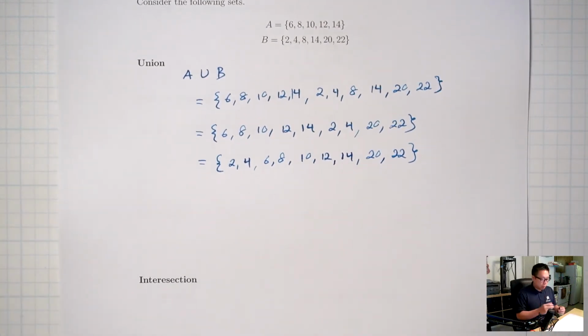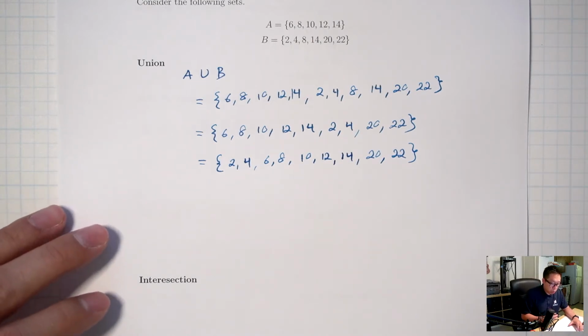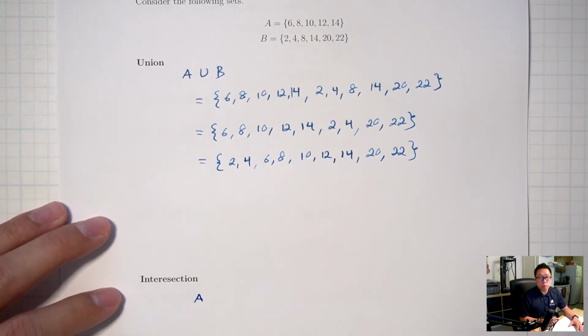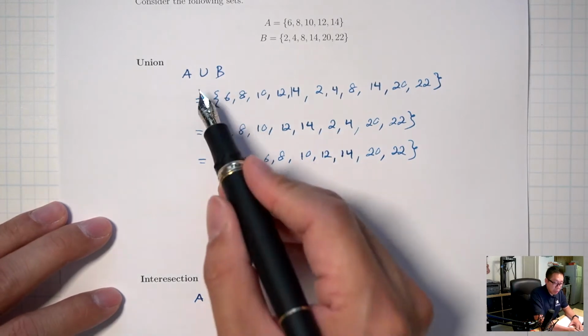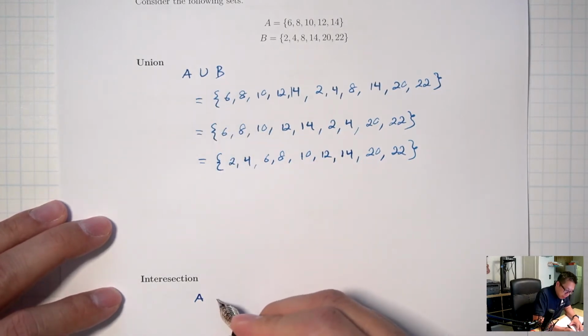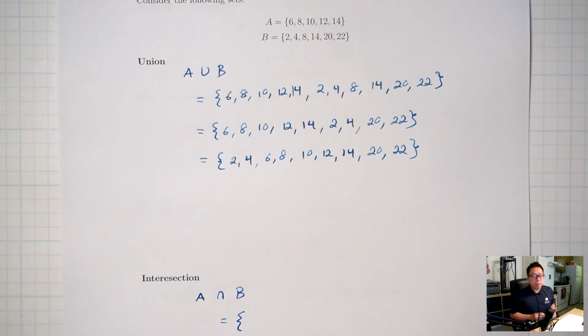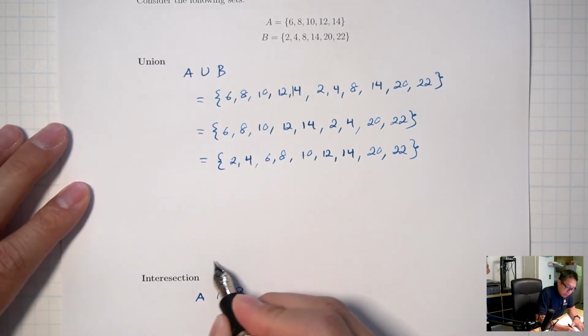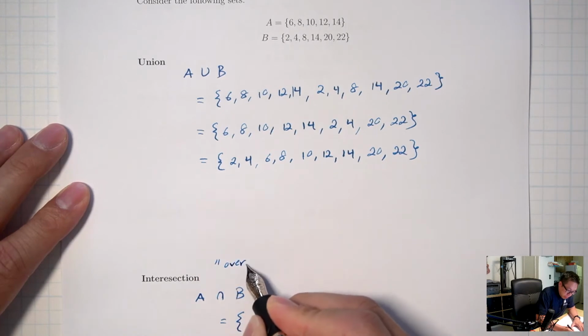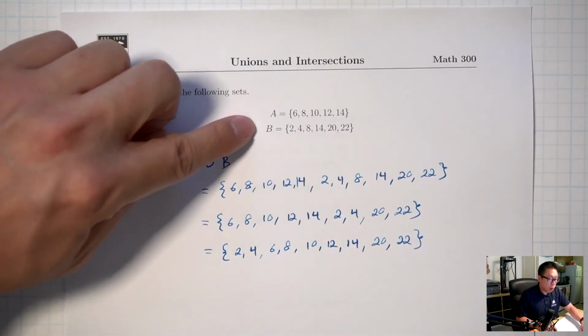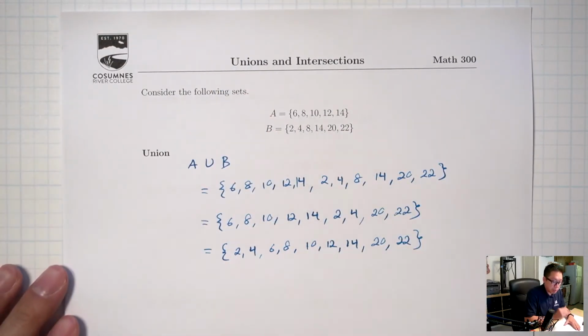The next concept is called the intersection. Notation-wise, the way you write it out is the first set, then the notation for intersection, which is not a U, but an upside down U, and then the second set. Think of the intersection as the overlap. In other words, what numbers are in both sets at the same time?